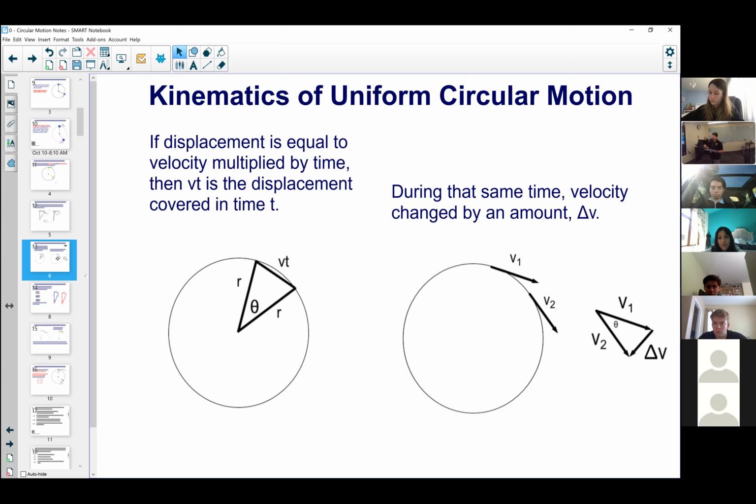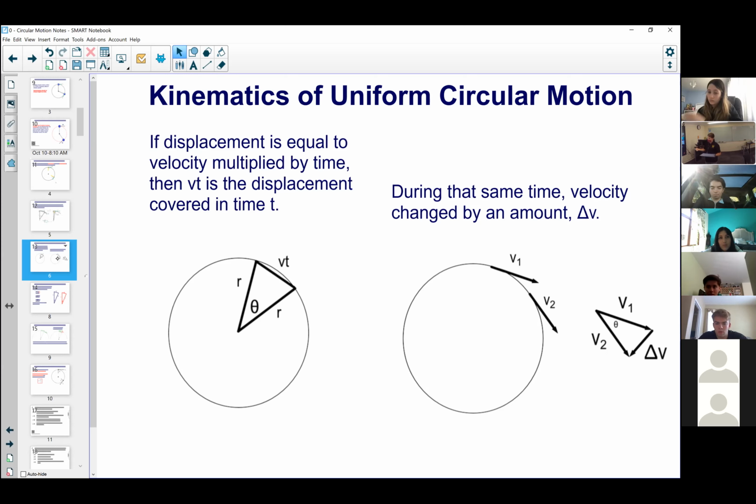Now, if we look at that a little bit differently, that's one way to think about it. We've got radius, radius, and the displacement. We could also think about it as I've got velocity 1 and velocity 2. And if I create the third side of that triangle, that's the change in those two velocities in terms of direction.